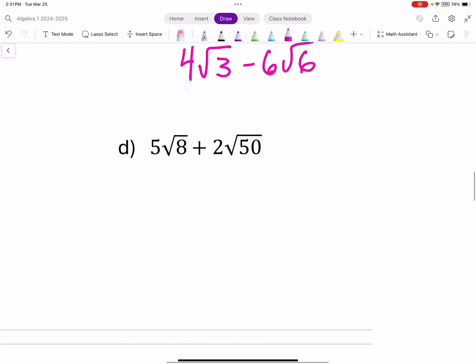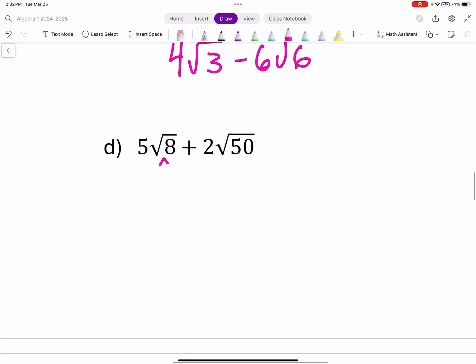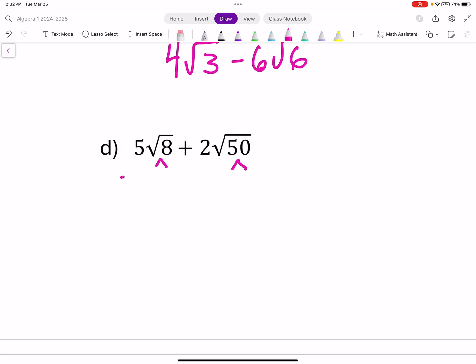So let's look at letter D here. We have an 8 and a 50 under the radical. 8 is one that a lot of students forget. It is able to be broken up. So this would become 5 times radical 4 and radical 2. And then this one, 50, would become radical 25 and radical 2.